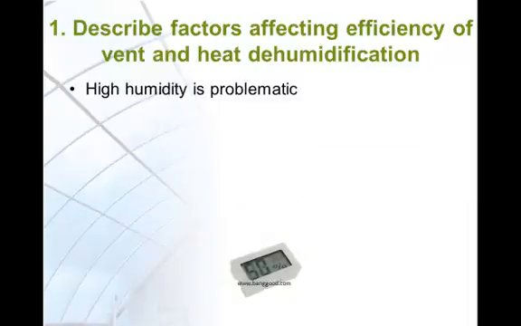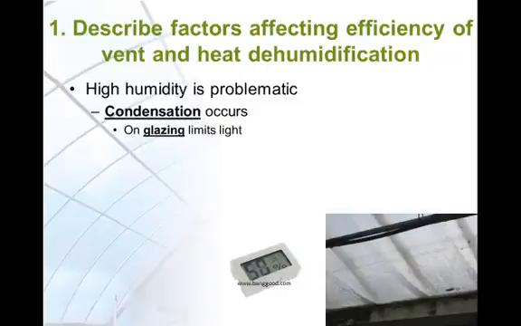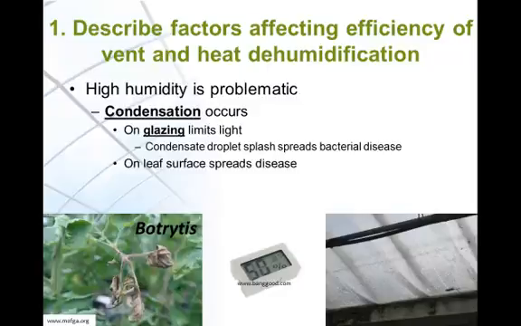High greenhouse humidity is problematic. Condensation can form on glazing and leaf surfaces. Condensation on glazing can block light. Water droplets that are not properly drained can splash on plants below and spread bacterial disease. Condensation on leaf surfaces can cause disease by promoting fungal spore germination.